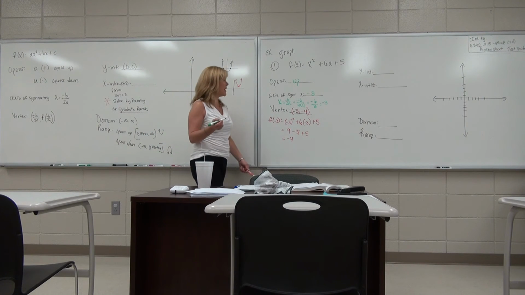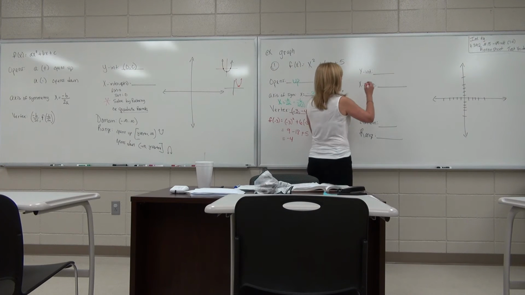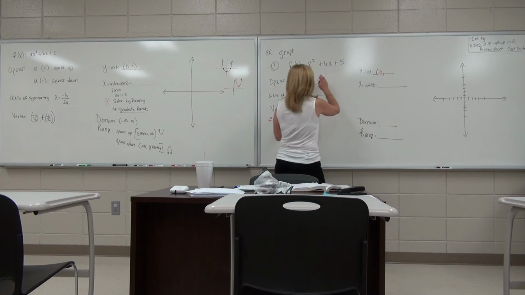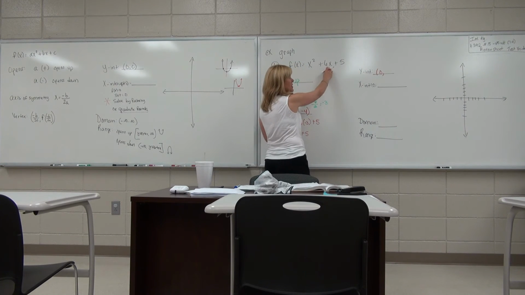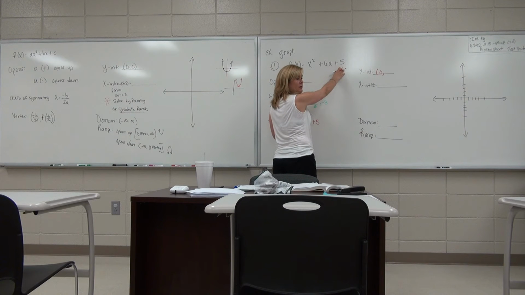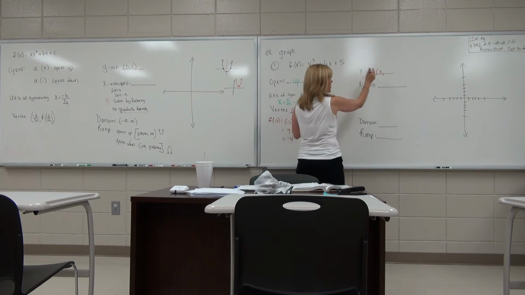Now my y-intercept is always found by letting x equal 0. Like I told you before, if these are 0, what's the only thing you're left with? The constant term, which is 5.